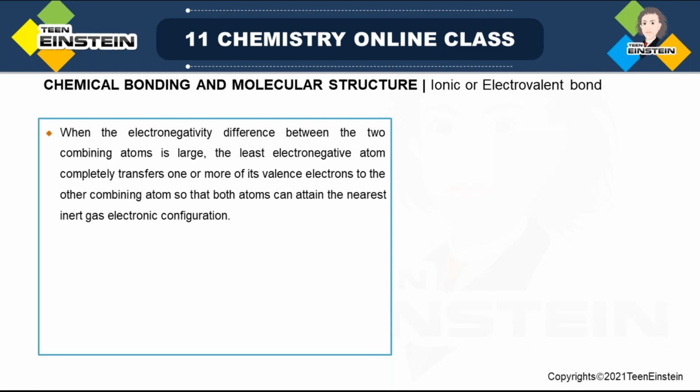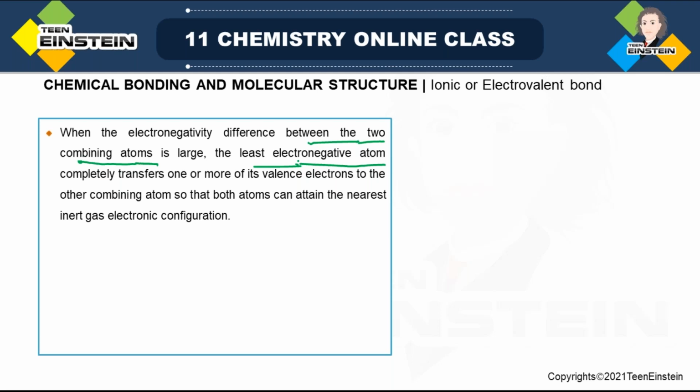But mostly the examples you will see, preliminary or simple examples, will involve group 1 metal or group 2 metal. So when there is a large electronegativity difference between the two combining atoms, the least electronegative atom, which is more electropositive, will completely transfer one or more electrons, depending on how many valence electrons it has, to the other atom which is more electronegative.